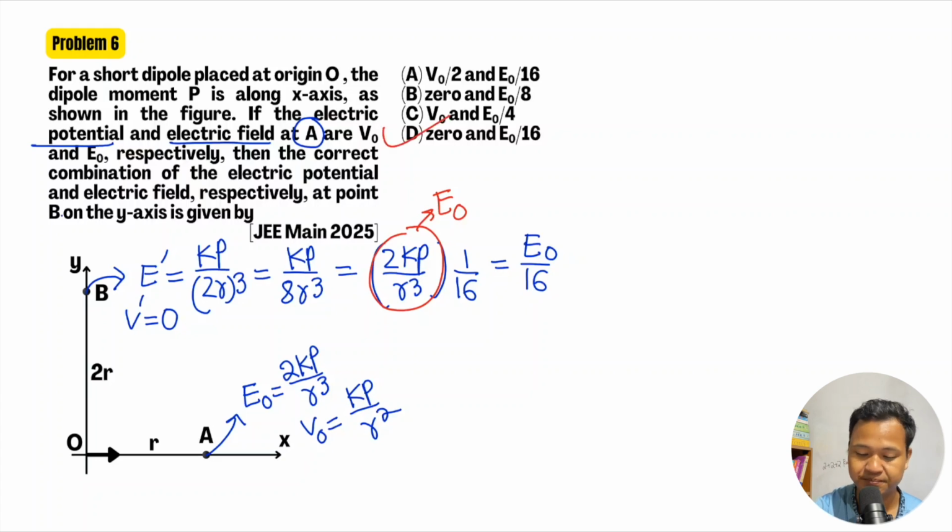That is option D. So you should know the formulas for electric field and potential at the axial point, the equatorial point and a general point.